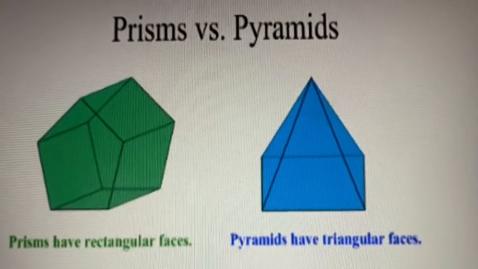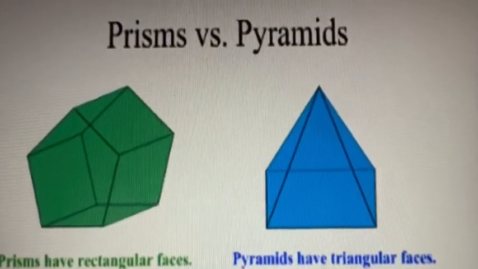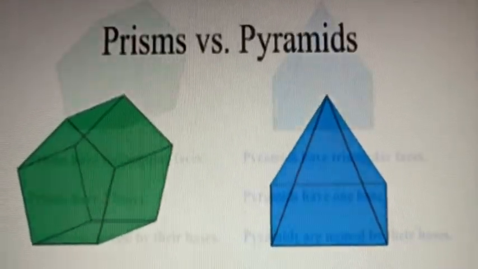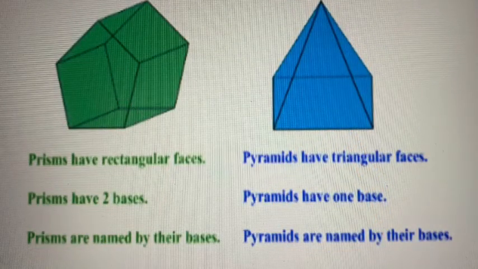Prisms have rectangular faces. They have two bases. The bases are what we call the prism by. This would be a pentagonal prism.